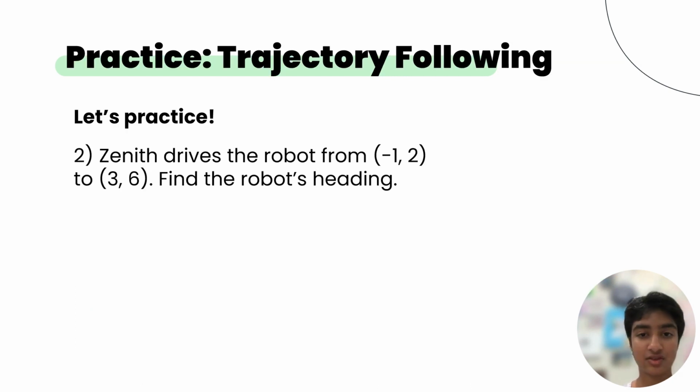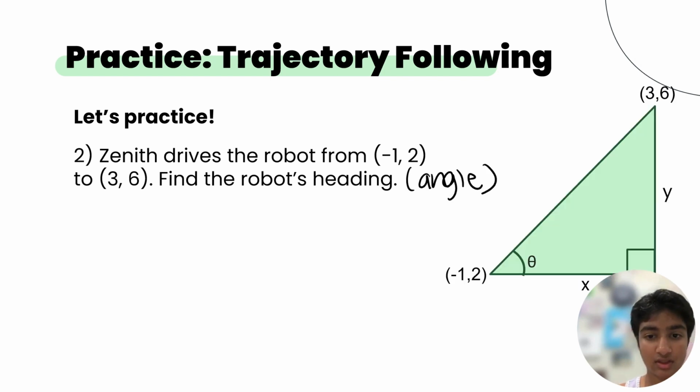Okay, let's do another practice problem with trajectory following. So, Zenith drives the robot from -1, 2 to 3, 6. Find the robot's heading. Remember, the heading is the angle. So, here's a quick diagram. You go from -1, 2 to 3, 6. And you can find the x and y values from this as well. So, I'm going to leave you for a second. You go and try it. Pause the video and do whatever you have to. Then I'm going to review it.